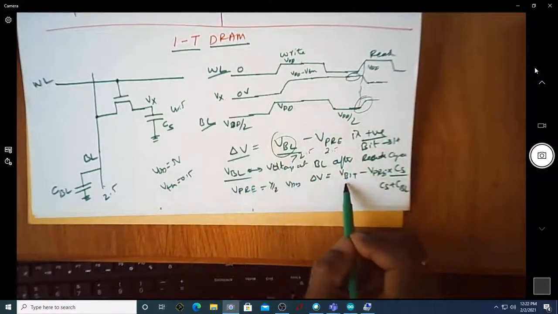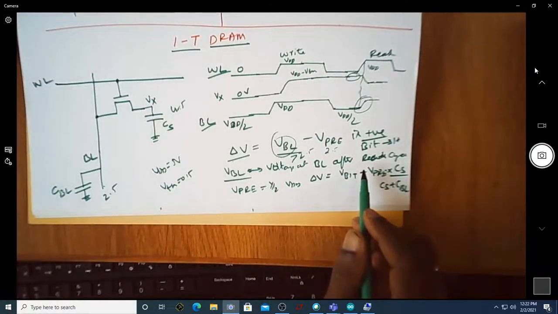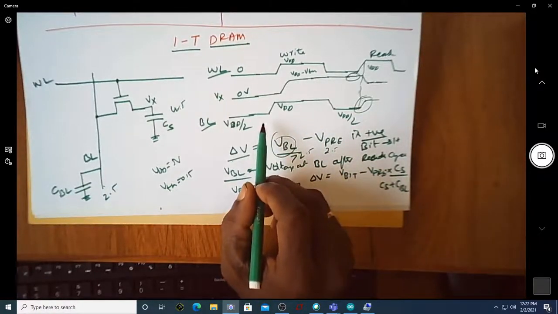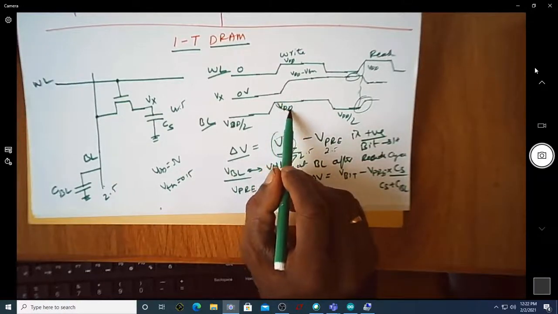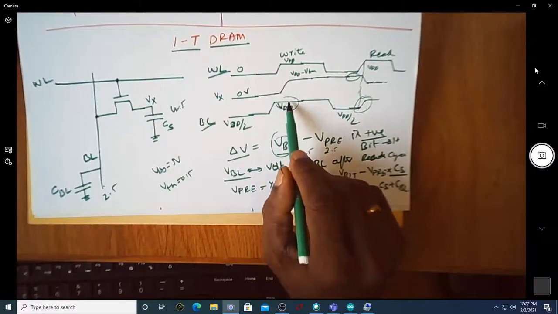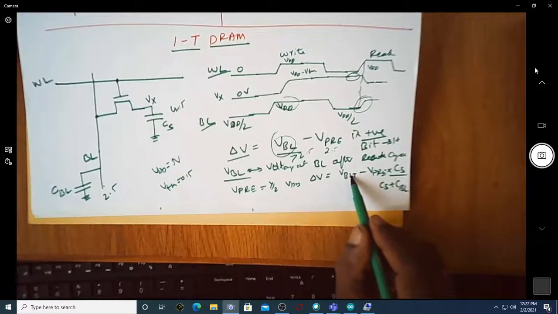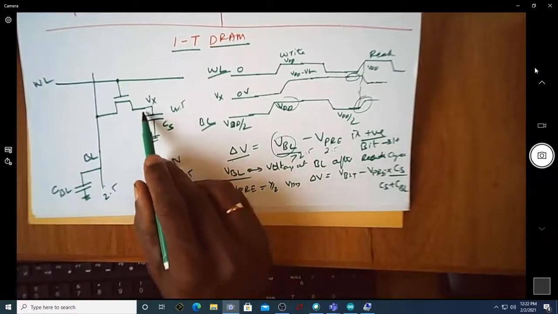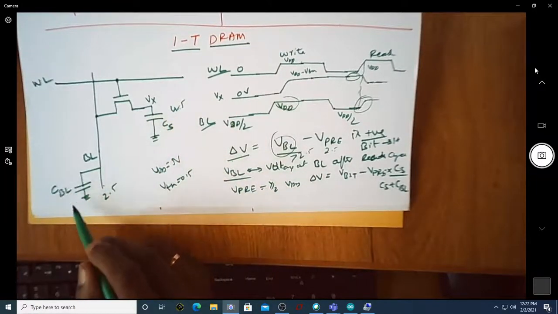Now how much is the voltage that you're applying? The bit line voltage is the voltage that you're applying here. So at the beginning of your bit line you applied VCC, and the pre-charge is actually 2.5. It is (VCC minus 2.5) multiplied by the capacitance of this capacitor, which is used to store the charge, divided by CS plus CBL.